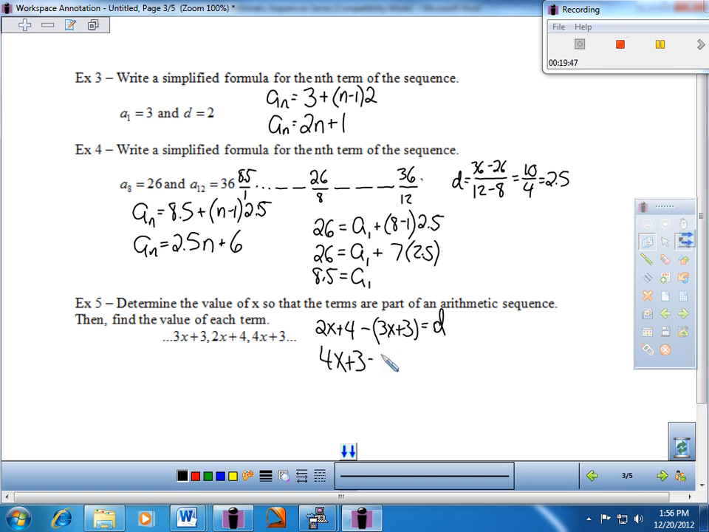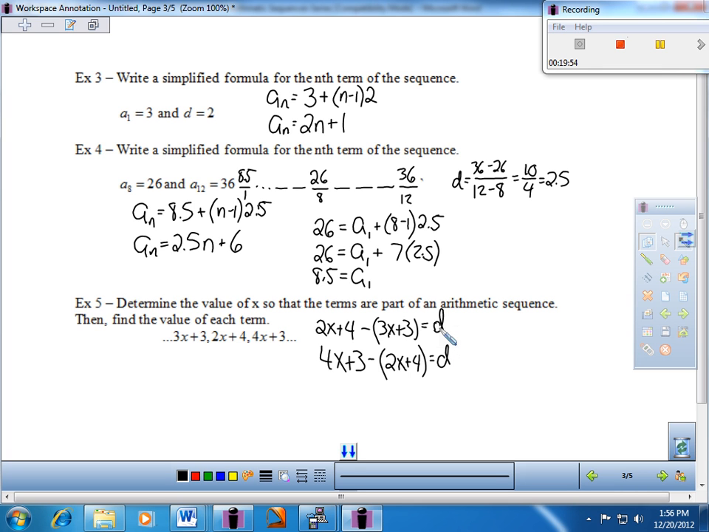So that 4x minus 3 minus 2x plus 4, that's also equal to the common difference. I like that because it really reinforces that definition. Any term minus the previous term is constant. And so you can see, obviously, if each of these are equal to d, then they're equal to each other.